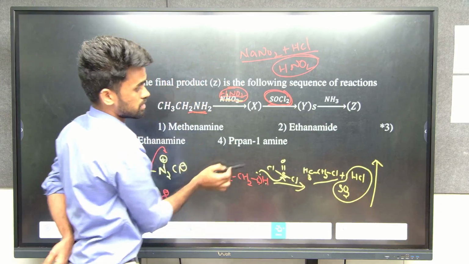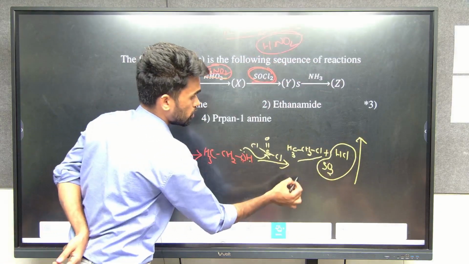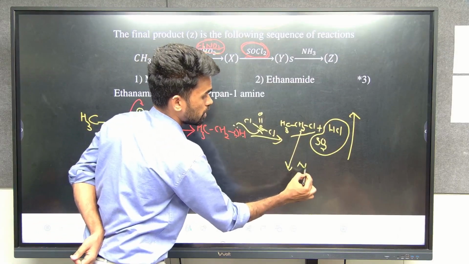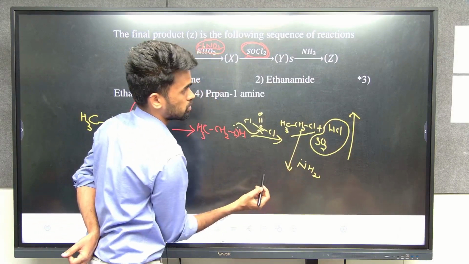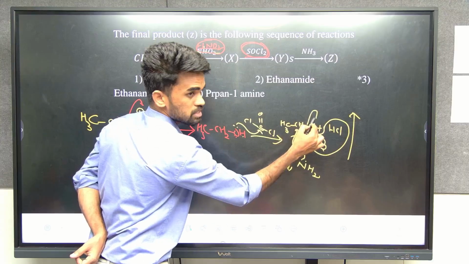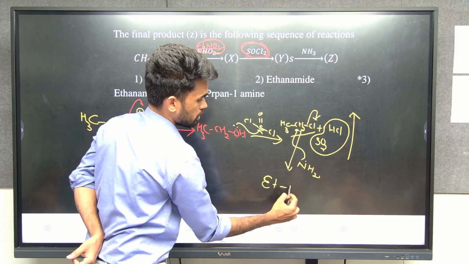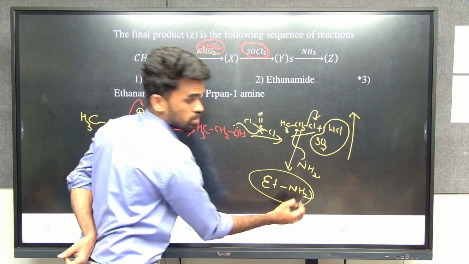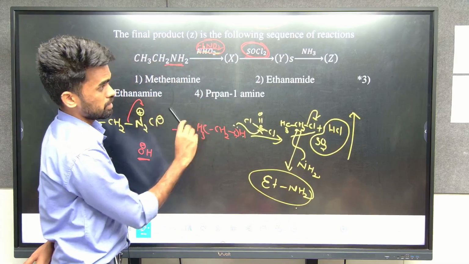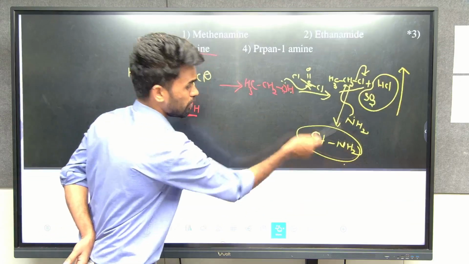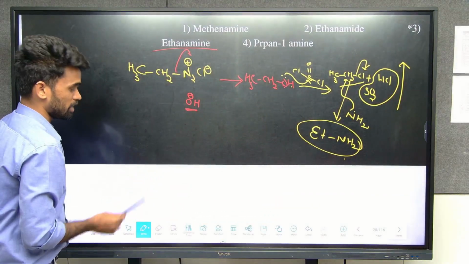Okay, next. Treating this with ammonia. What happens? Ammonia treated by the same method. This comes out now. So what is the product formed? That's it. This is your answer. Ethanamine. Okay. Next one. One last reaction. I don't want to take more time.